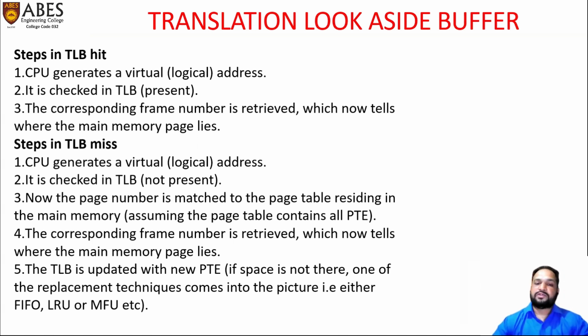Now the page number is matched with the page table residing inside the main memory, that is, the RAM. Assuming that the page table contains all page table entries, the corresponding frame number is retrieved. This now tells where the main memory page lies. And the TLB is updated with the new page table entries.